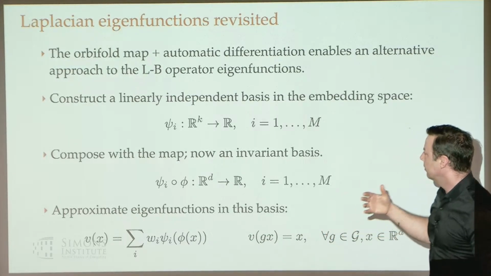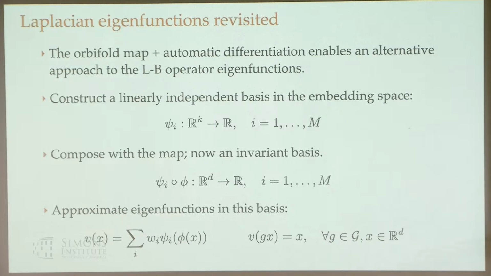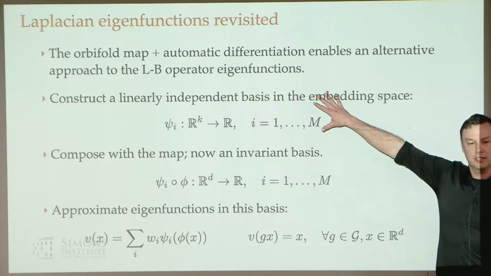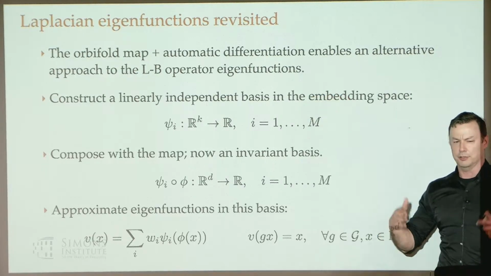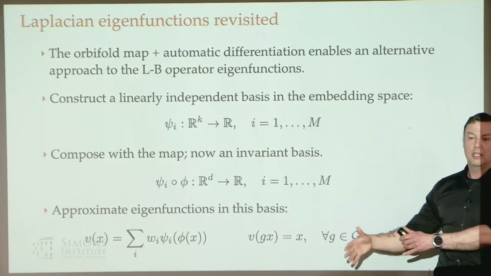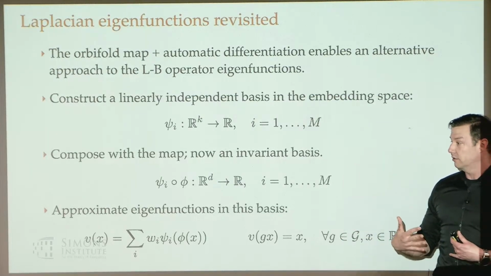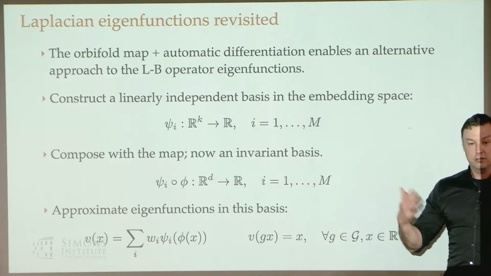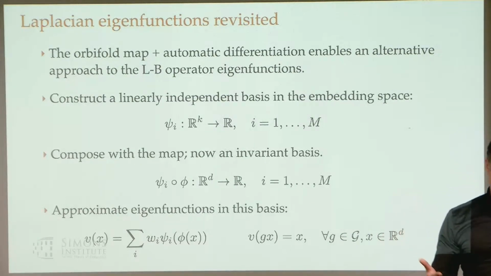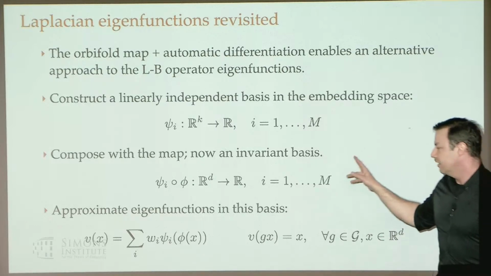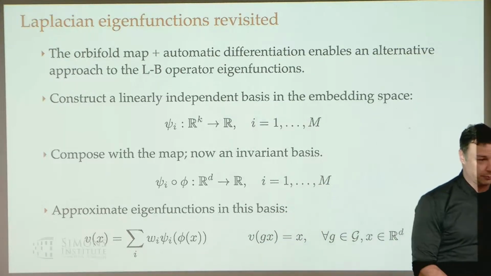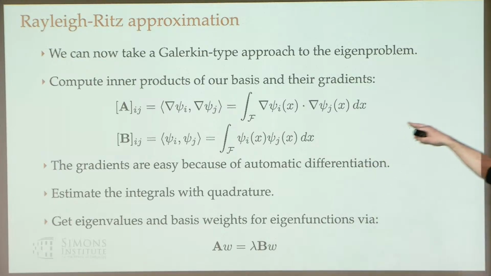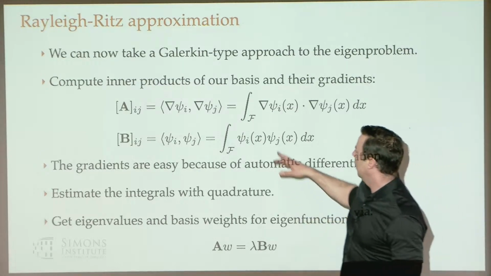But what we can do instead is construct some linearly independent basis in the higher dimensional space. Think about just throwing down a bunch of Gaussians or polynomials or whatever you want in the higher dimensional space. That's going to induce a basis that's invariant in the original space, right? Now, this is not an interesting orthogonal basis or anything. It's just a basis. And what I can then do is approximate the eigenfunctions in that basis. So basically I'm setting up a Galerkin method, a Rayleigh-Ritz approximation to these guys.